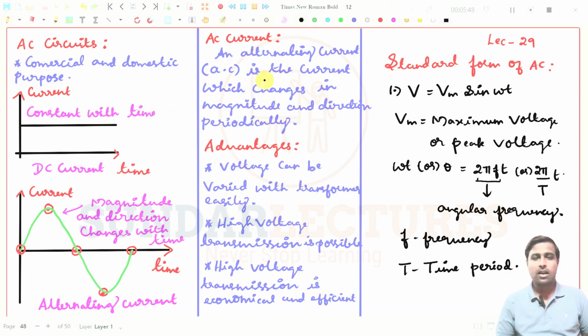See, we have seen the advantages, and this is the standard form of AC. We will write down the expression. Maybe this is also I. I have written for V. Maybe it can be I. So V is equal to Vm sin omega t.